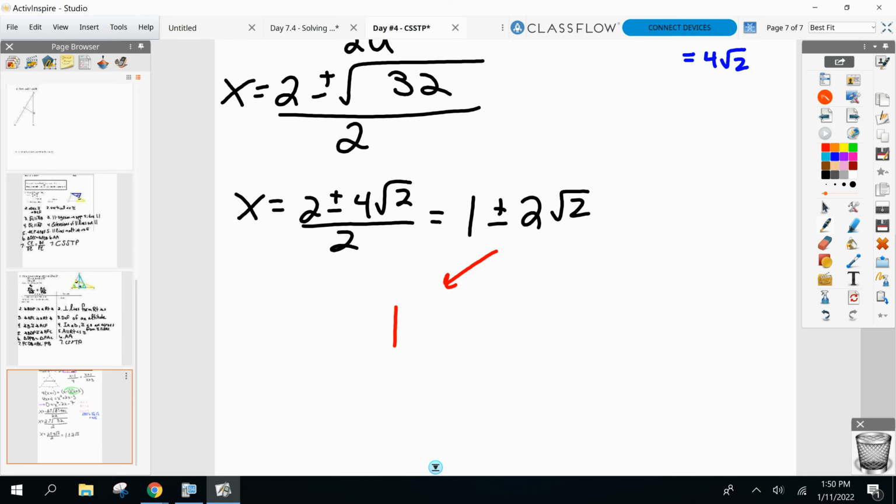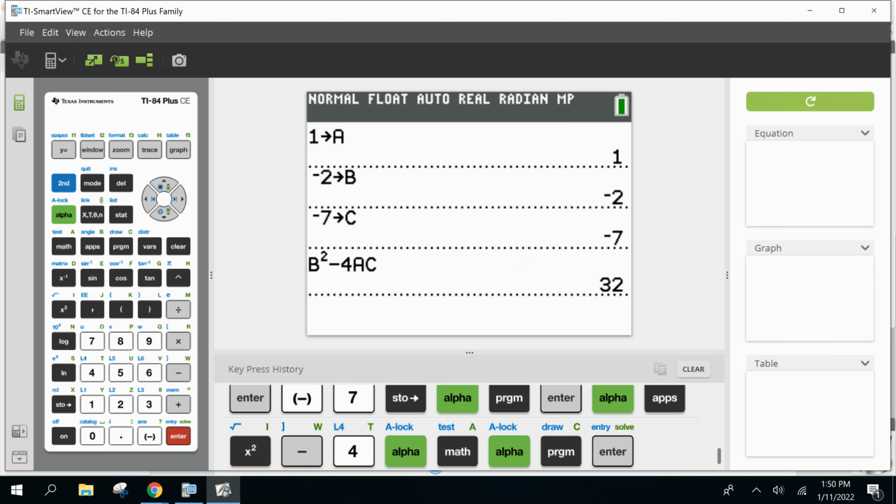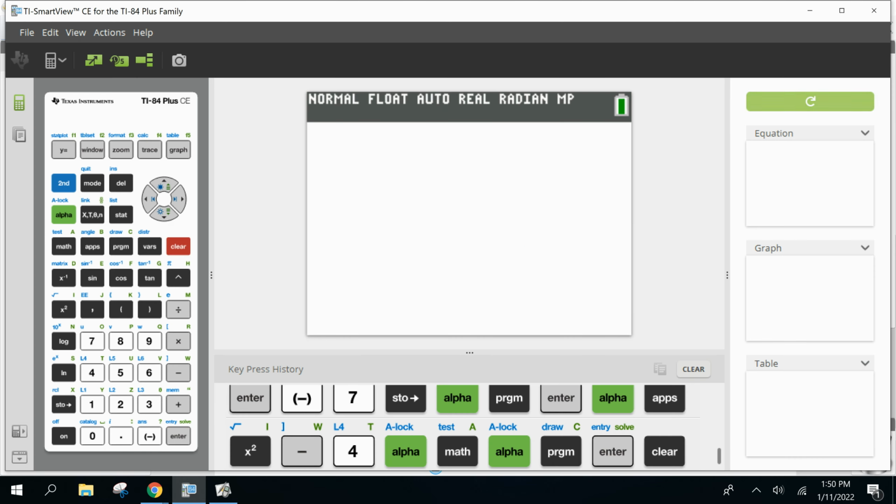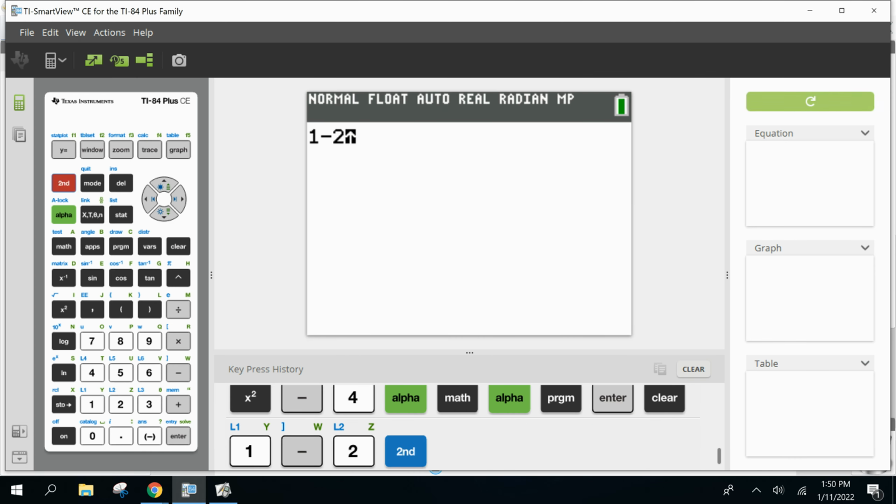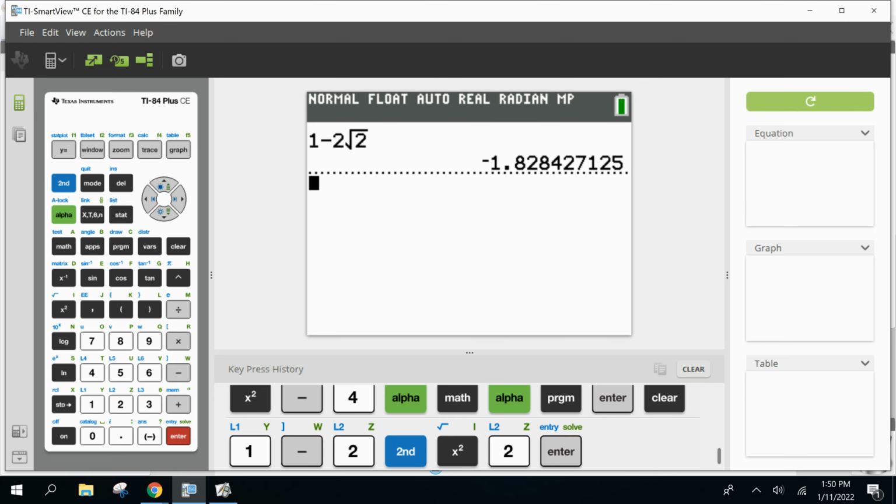1 plus 2 radical 2. And what's my other answer if I wrote it out individually? 1 minus 2 radical 2. Can you grab your calculator real quick? And I will too. Can you do 1 minus 2 radical 2 to see what this answer actually looks like? Do you see what I'm talking about now? Why my answer's not right?